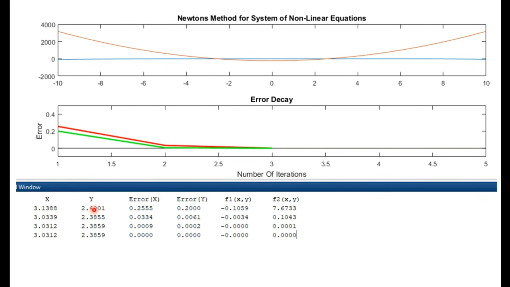This is x1 and y1, this is x2, y2, x3, y3, and x4, y4. Also we can check the error for x and y. After each iteration the error is decreasing. We can see in x and y, and the value of the function is also completely zero at the third and fourth iterations. So this is the method.